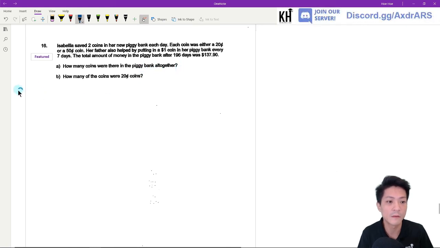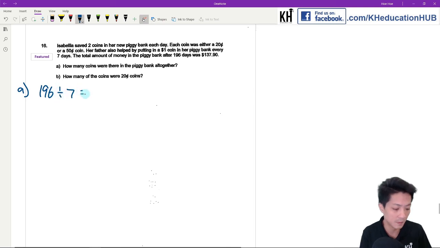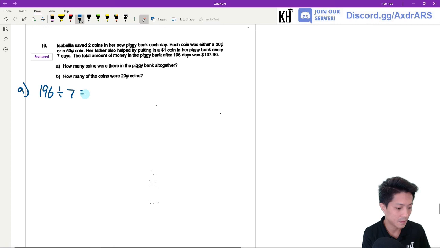Okay, let's do part A first. We're going to find out how many coins the father put in. The father put in a $1 coin every 7 days, right? So we're going to use 196 divided by 7. Okay, 28. This is the number of $1 coins.